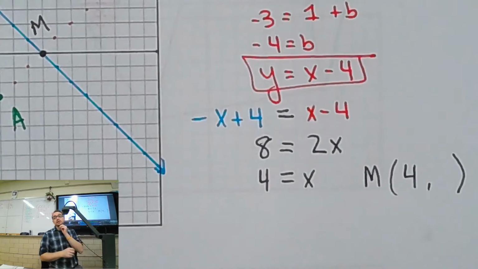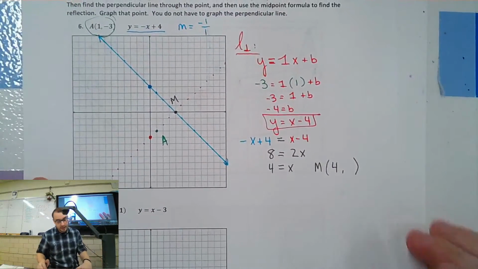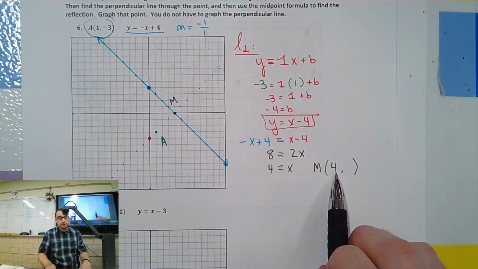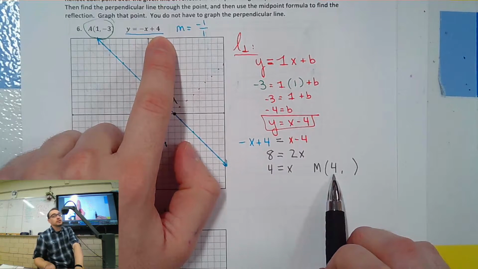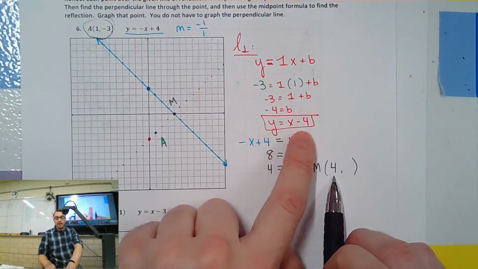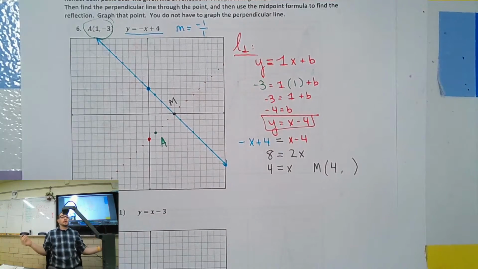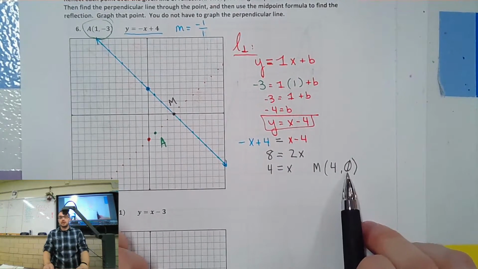So our midpoint, where they intersect, is going to be 4 comma something, right? We found the x part. Now we need to find the y part. How do I find the y part? I can plug it into either equation because they both agree at x equals 4, so they're both going to pop out the same thing. If I plug it into the blue equation, I get negative 4 plus 4, which is 0. If I plug it into the red equation, I get 4 minus 4, which is 0. See how they agree? If they agree, that means they intersect. So we get 0 for y. Does everybody see how I got the 0?